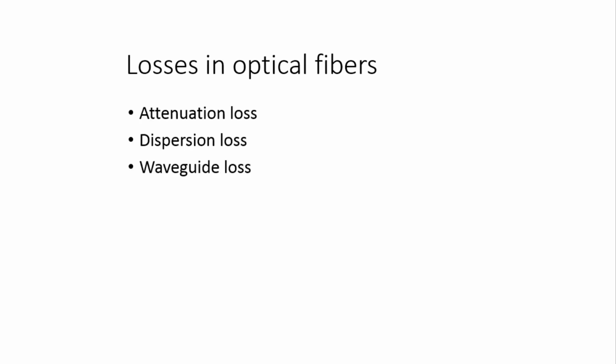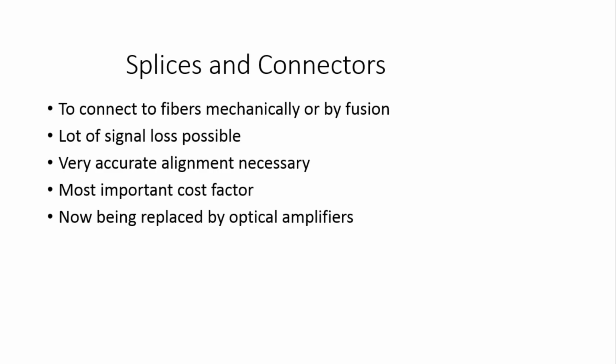Losses in optical fibers. There are three different types of losses: attenuation loss, dispersion loss, and waveguide loss. Splices and connectors: to connect the fiber mechanically or by fusion, a lot of signal is possibly lost, and very accurate alignment is necessary. This is the most important cost factor, now being replaced by the optical amplifier.